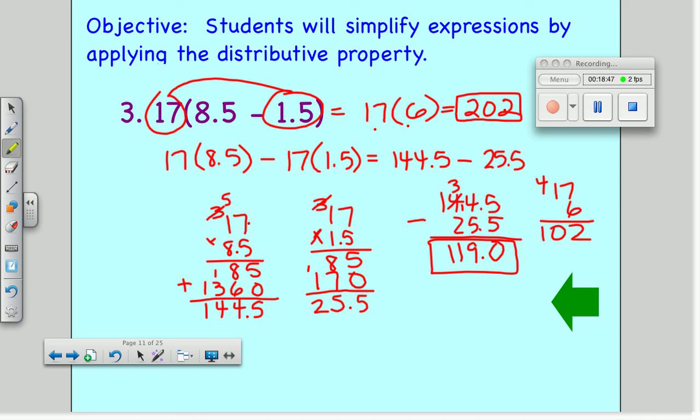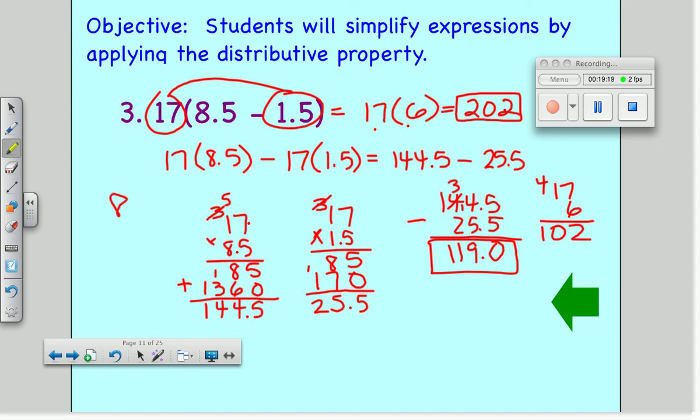25 and 5/10. Let's see if that's right. 7 times 5 is 35. 1 times 5 is 5, 6, 7, 8. 0. 1 times 7 is 7. 1 times 1 is 1. 5, 15, 2. Place the decimal and subtract. Huh. Maybe you guys can figure out what I'm doing wrong, but I'm definitely doing something wrong.